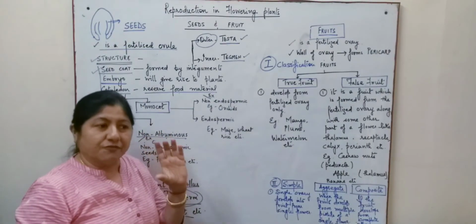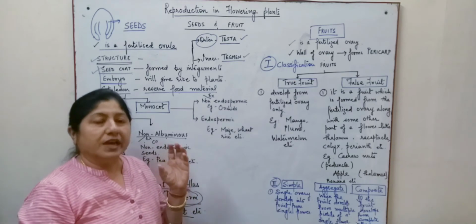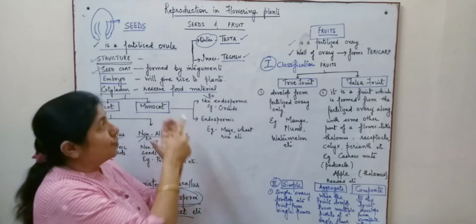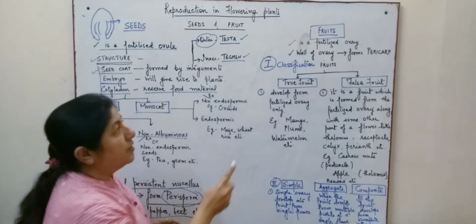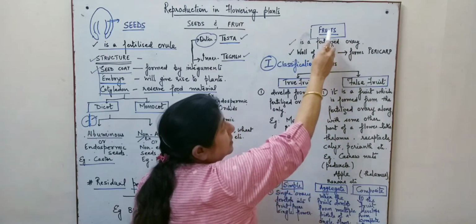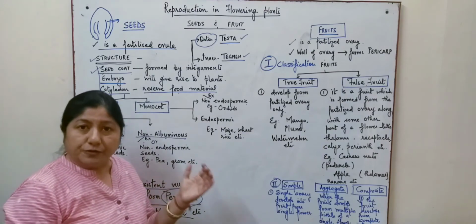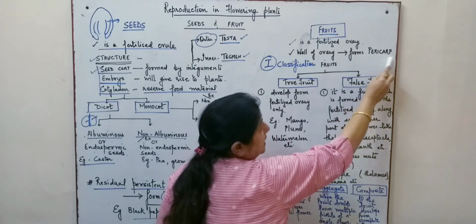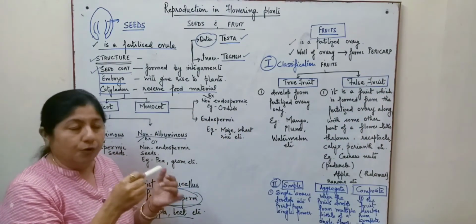When we have studied the structure, we have studied that the ovary has ovules. So the ovules will form the seed, and the ovary will form the fruit. The wall of the ovary forms the pericarp of the fruit. These terms you should be very familiar with. So pericarp is the outer wall of the ovary.